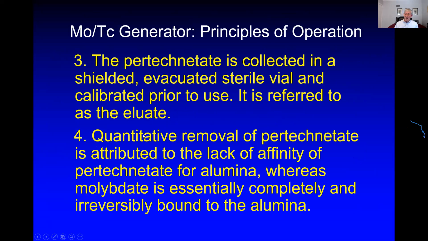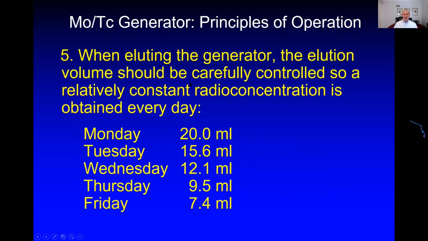And we have quantitative retention of molybdenum on the column and quantitative removal of pertechnetate because of the huge difference in the affinity of molybdenum for aluminum oxide compared to technetium, where there's no affinity at all. Okay, that's why it works. So the driving force, again, is this evacuated vial.